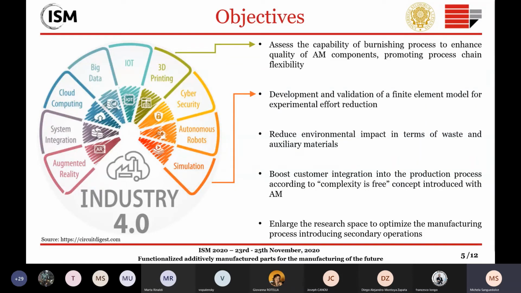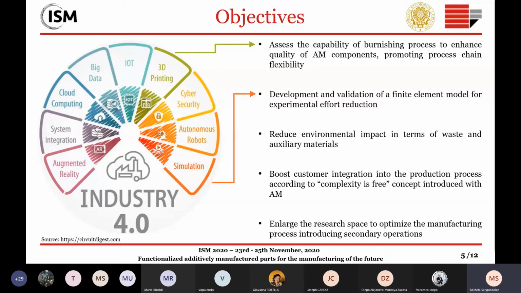Also, with the combination of the first two points, we had the purpose to reduce the environmental impact in terms of waste and auxiliary materials. In fact, the simulation can bring a significant reduction in experimental effort, and by using environmentally friendly processes such as environmentally friendly lubricating techniques, these points can be reached.